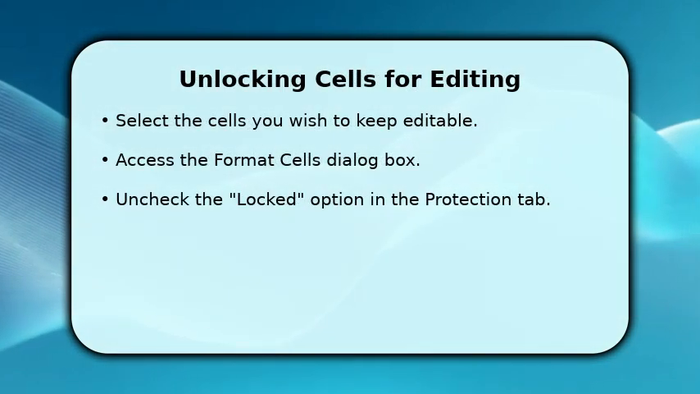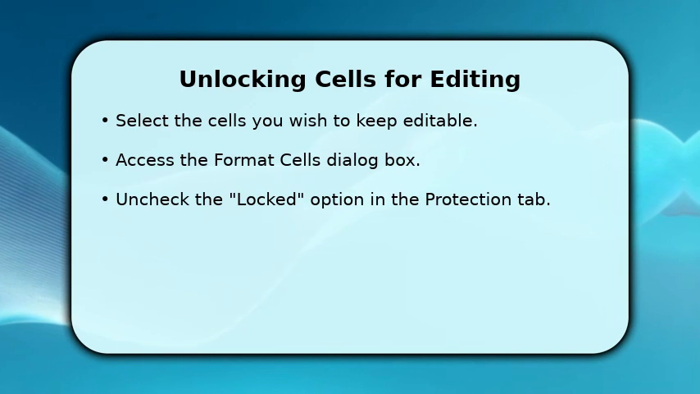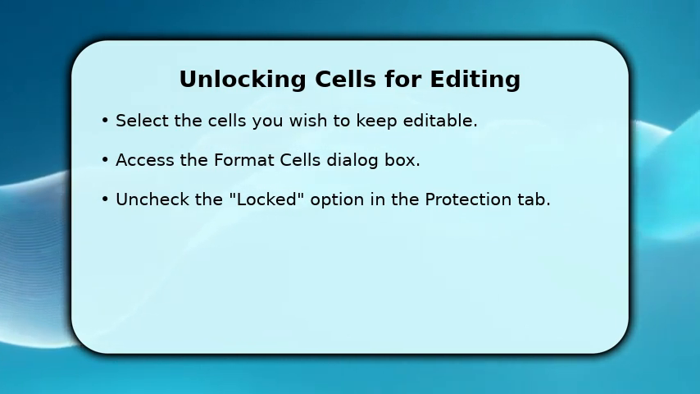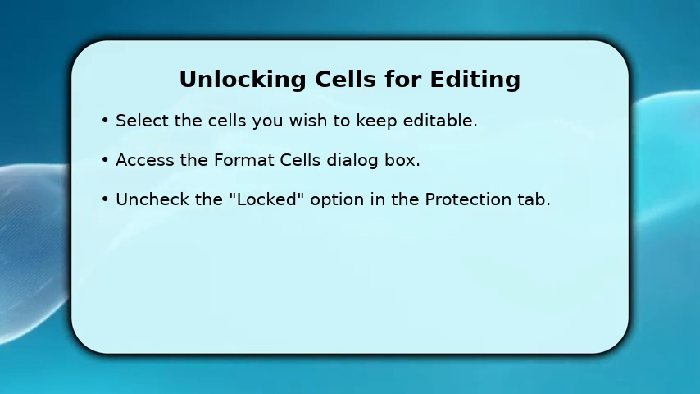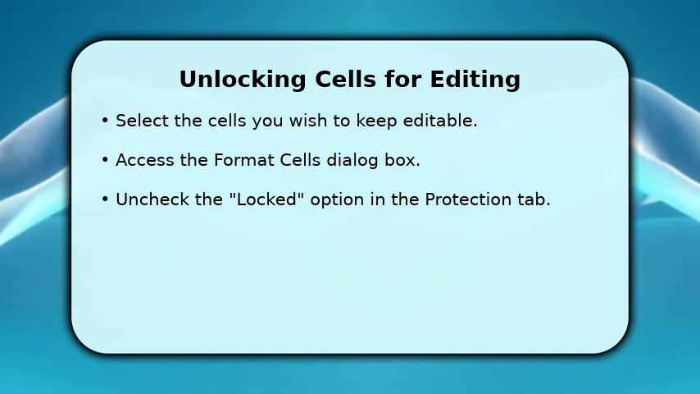Before protecting your sheet, you'll likely want to allow editing in specific areas. To do this, select the cells you want to remain editable. Right-click on your selection and choose Format Cells, then navigate to the Protection tab. Here, simply uncheck the locked box. Remember, these changes only become active once you apply the full sheet protection.